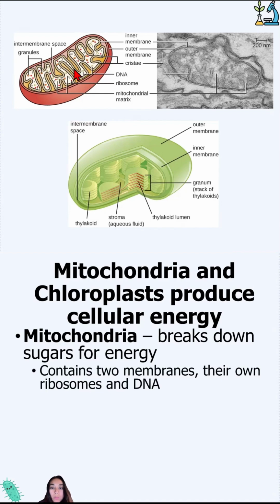Mitochondria have two membranes. As you can see, they've got like two layers of membranes. They also have their own ribosomes and their own DNA. And the reason why is because mitochondria were once their own free-living bacteria. And through evolutionary history, these free-living bacteria went inside of a bigger cell and they just started hanging out like that. So this is an endosymbiotic relationship.